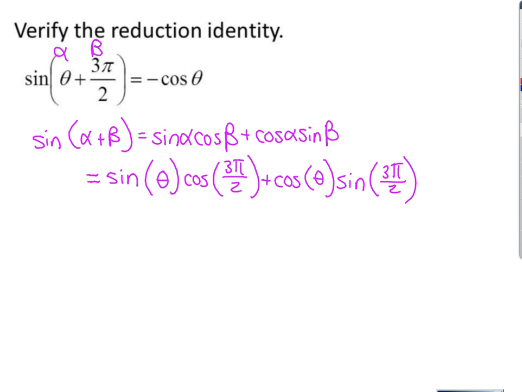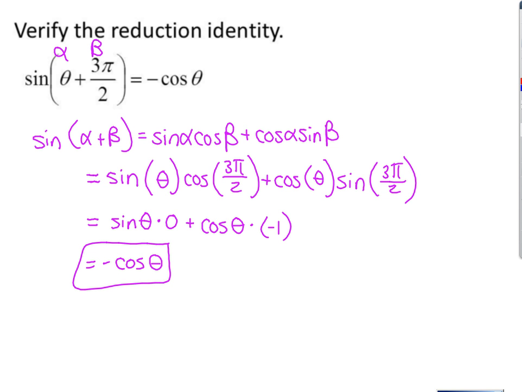So if we plug in our alpha and beta, we're going to be left with sine of theta times cosine of 3 pi over 2 plus the cosine of theta times the sine of 3 pi over 2. Now if we simplify these, sine of theta is just sine theta times the cosine of 3 pi over 2. The cosine is the x-coordinate, and the x-coordinate at 3 pi over 2 is 0. Cosine of theta is just cosine theta. Sine of 3 pi over 2, the sine is the y-coordinate at 3 pi over 2, which is negative 1. So when we simplify, we're just going to be left with negative cosine of theta.